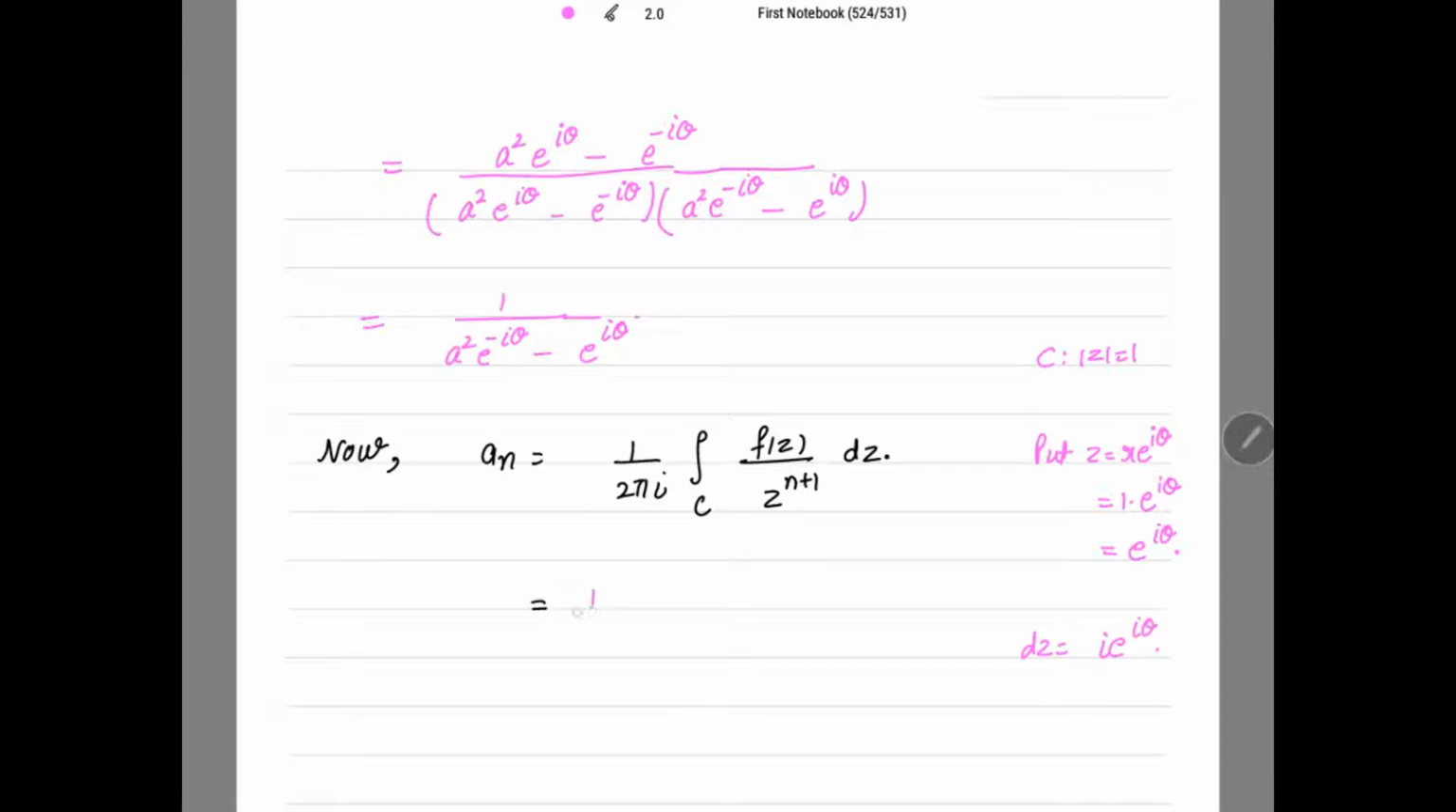Let's put the values. 1 over 2 pi iota, integral over C, f(z) is 1 over a square, e to the power minus iota theta minus e to the power iota theta, and this value z to the power n plus 1, that is e to the power iota (n plus 1) theta, into this dz, which is iota e to the power iota theta.